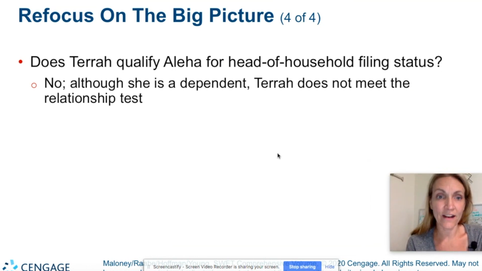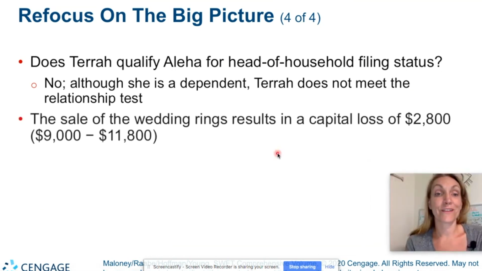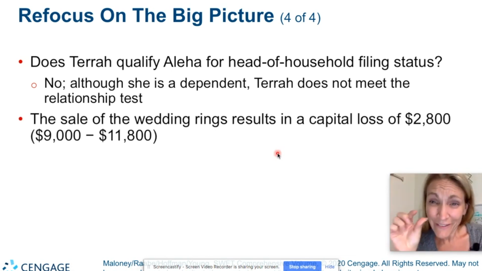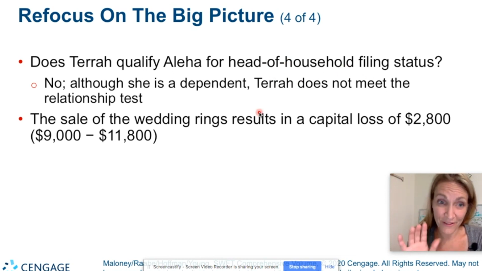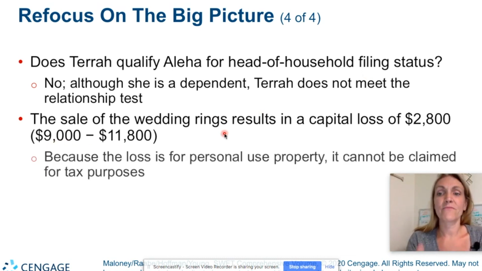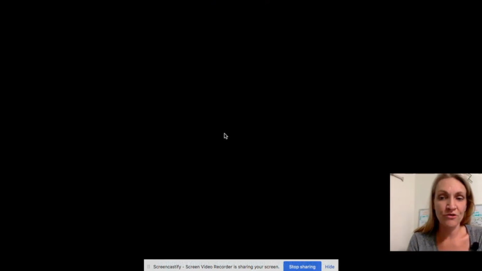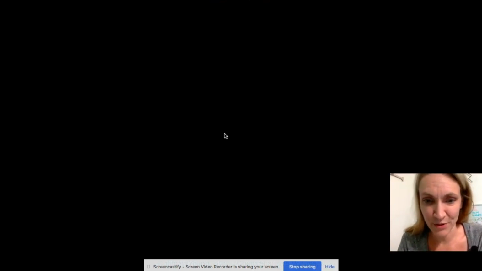No, right? We already covered that because she doesn't meet the relationship test, which was a specific tweak to the qualifying relative, specifically for qualifying for head of household. So I know that gets complicated. Sale of wedding ring, capital loss of $2,800, not deductible because it's personal.